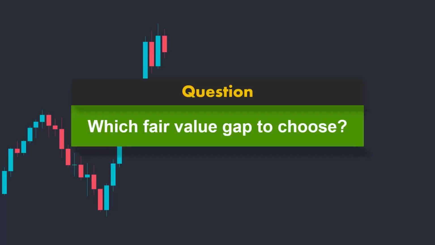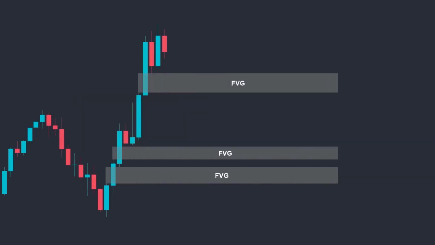Now we reach the next important topic: which fair value gap to choose. Here, these are fair value gap areas marked on the chart. The idea is to wait for the price to enter these zones and look for buying opportunities. However, we are only interested in these two areas.